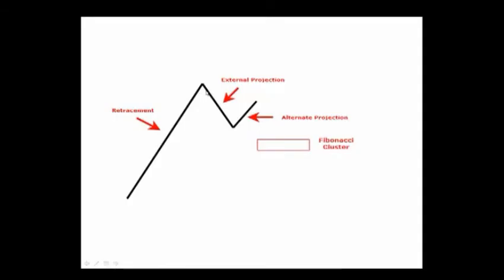So impulse A, B and C, this is what we're trying to figure out, where the complete correction will terminate, and that will give us a good buying point. And the more of these projections and external retracements we can get, the better idea we can get at this point for a buying opportunity.